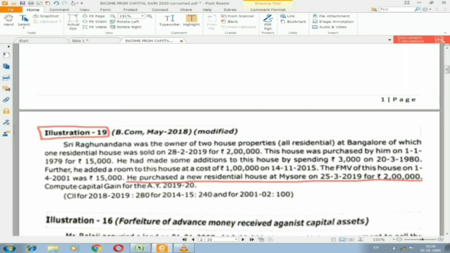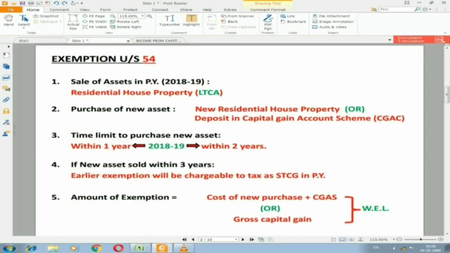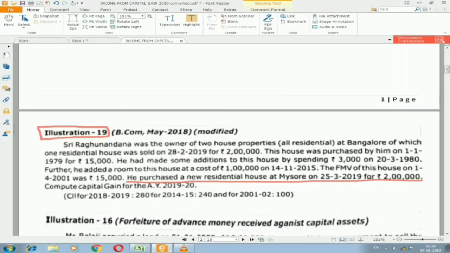Now let us check the third condition, the time limit to purchase a new asset. It should be within 1 year before sale or within 2 years after sale. So here let us see the date on which he purchased. The assessee has purchased the residential house at Mysore on 25/3/2019. You can see the sale date here is 28/2/2019. So within almost 2 years only he has purchased the asset. The third condition is also satisfied. Now he is eligible to claim the exemption.